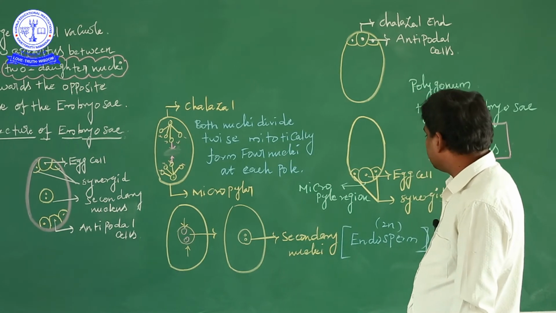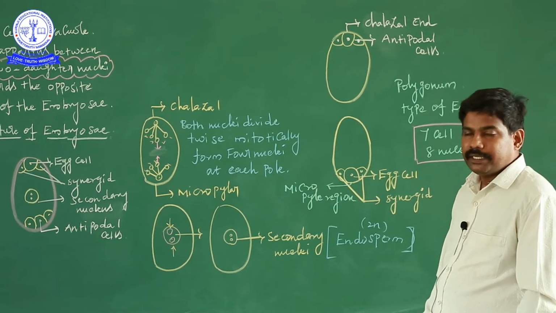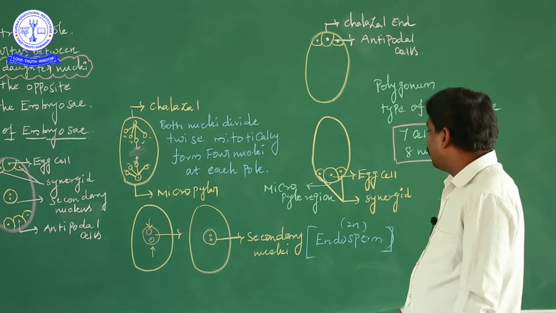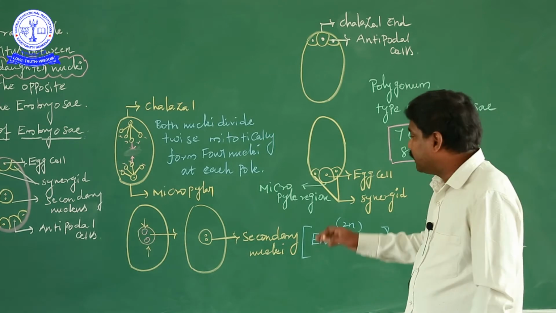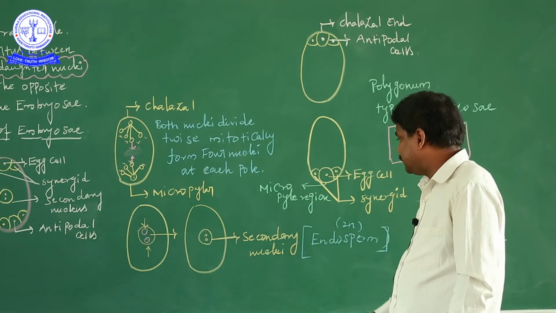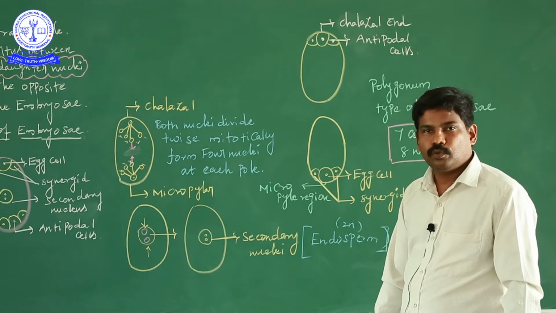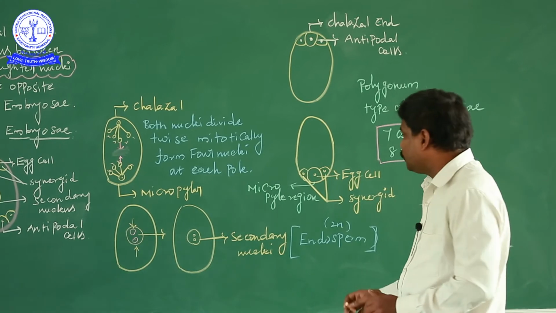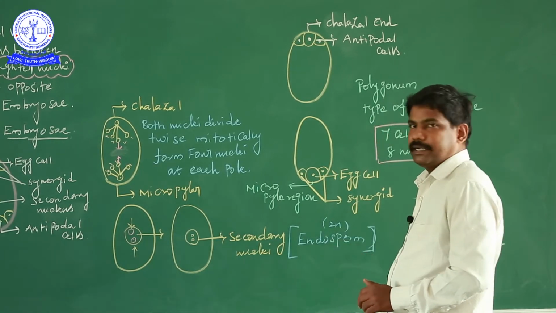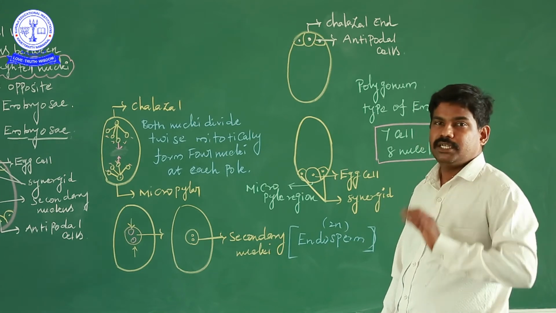The secondary nucleus is in the 2n condition. What is the condition? 2n condition, that is before fertilization. Which one is very important? The secondary nucleus in 2n condition gives rise to the endosperm. What is the main function of endosperm? It provides nutrition. The 2n condition is present before fertilization.